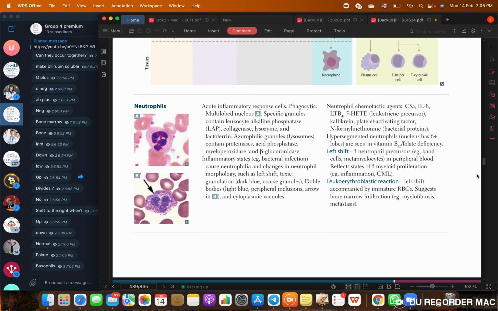Well, basophil is correct, you will see it in CML. But there is a biochemical test that you can do, and you can know if it's leukemia or leukemoid reaction, basically inflammation. Excellent, it's the LAP. And if the LAP is high, it's inflammation. If the LAP is low, it's going to be leukemia.